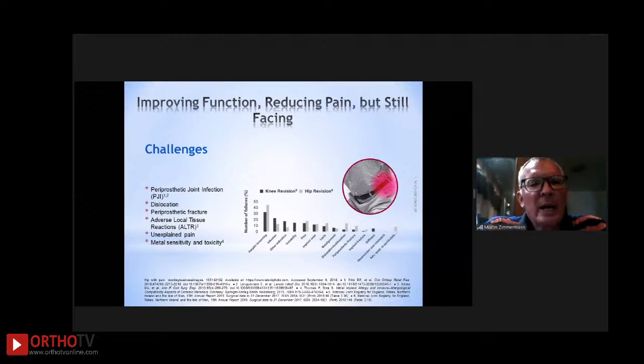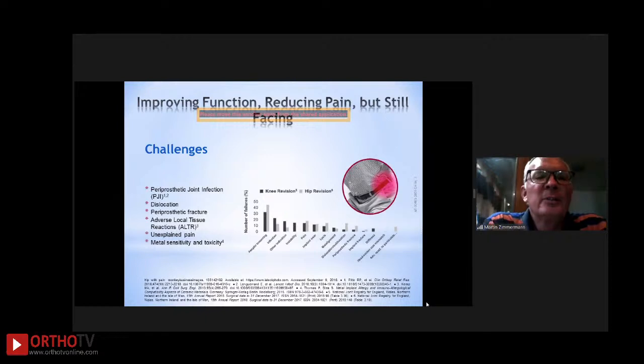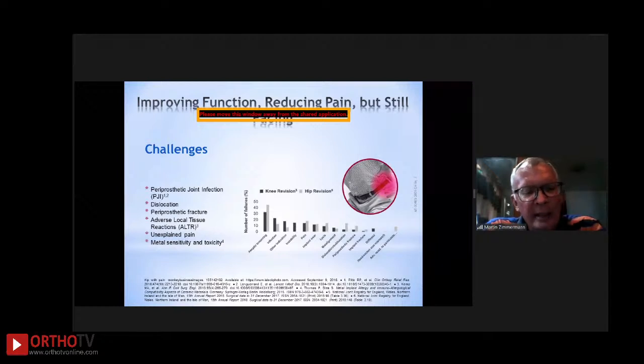We know that by having total hip replacement, we are improving function and reducing pain, but we're still facing some challenges. If you look at the reasons for revisions for knee arthroplasty or hip arthroplasty, we still have PJI as a main cause of revision, dislocation, periprosthetic fractures, adverse local tissue reactions, some pain, and still metal sensitivity and toxicity.